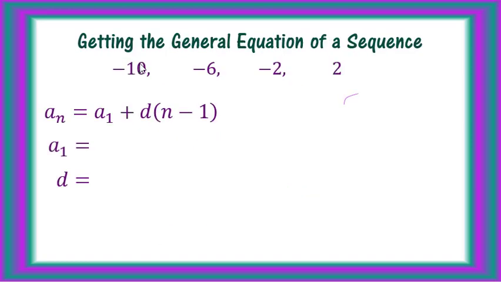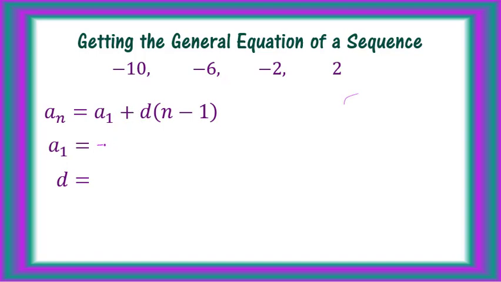The idea of getting the general equation of a sequence is we take the general formula and the components of a specific sequence. From there, we're able to get an equation that is unique to that sequence, which will allow us to generate any term in that specific arithmetic sequence. So we're going to start by naming all the components that we need from the general equation to get a specific equation for the sequence.